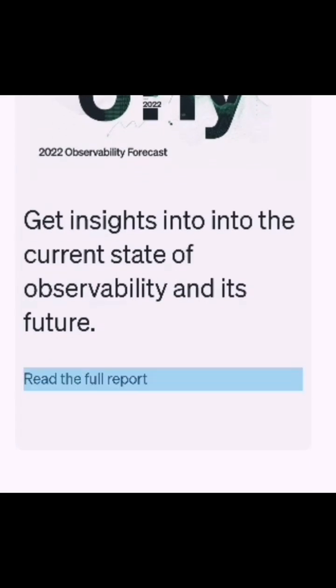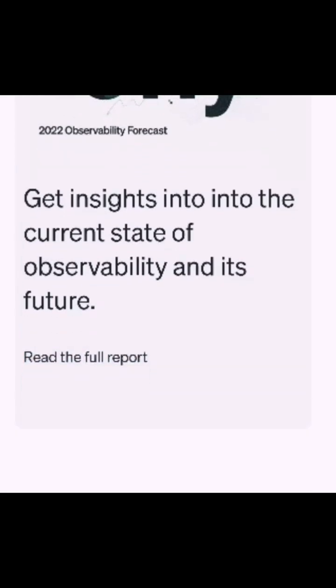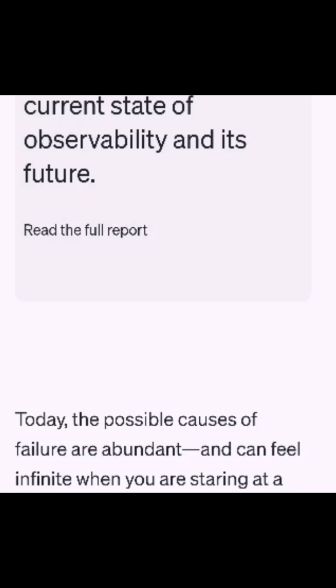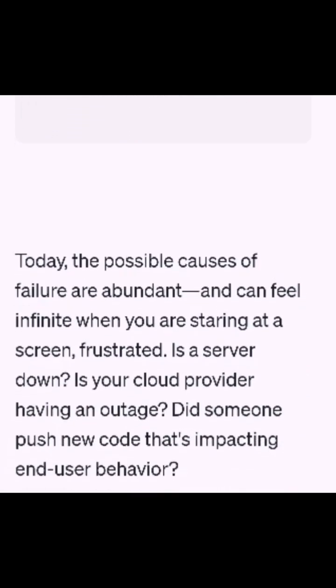Here is O11Y. Get insight into the current state of observability and its future.